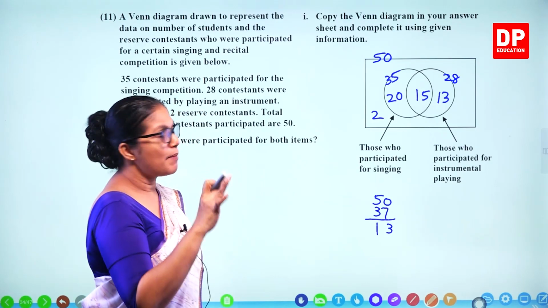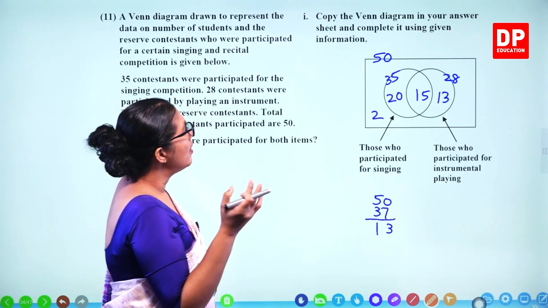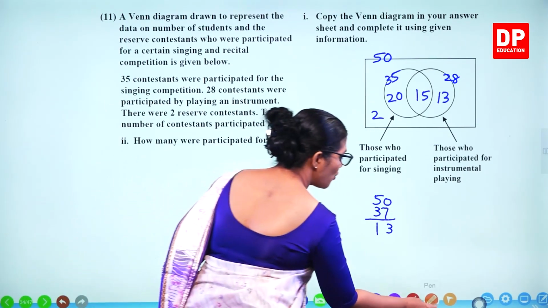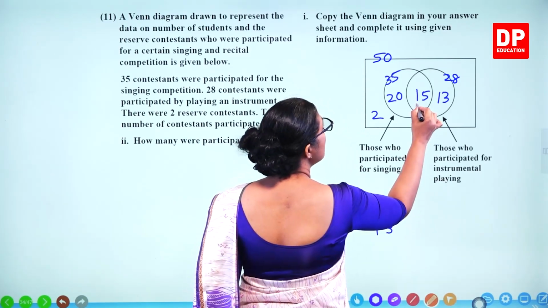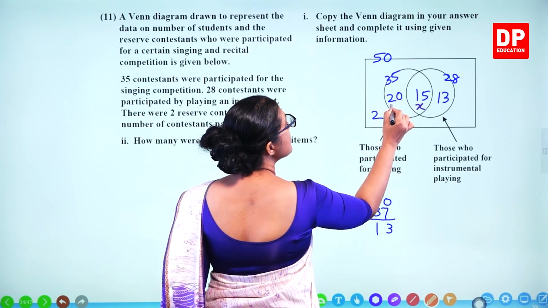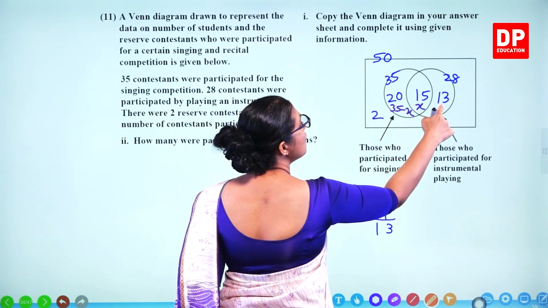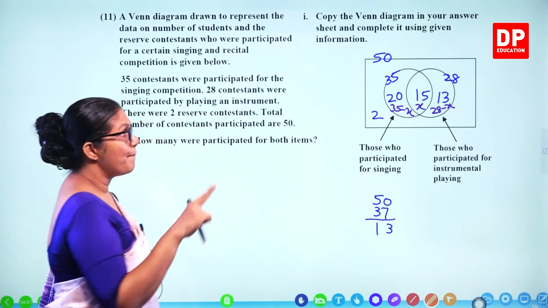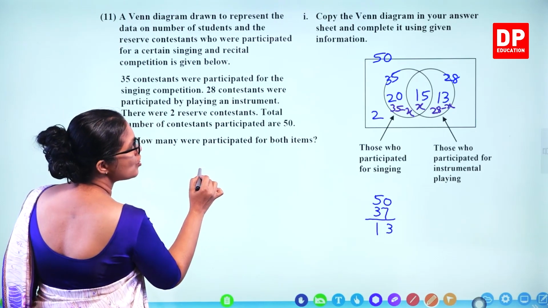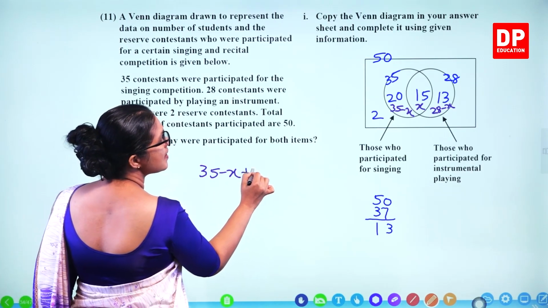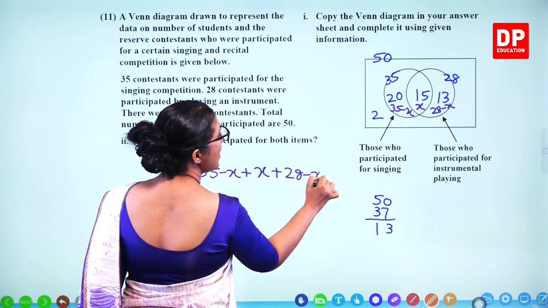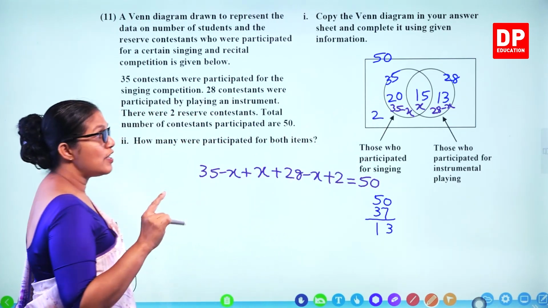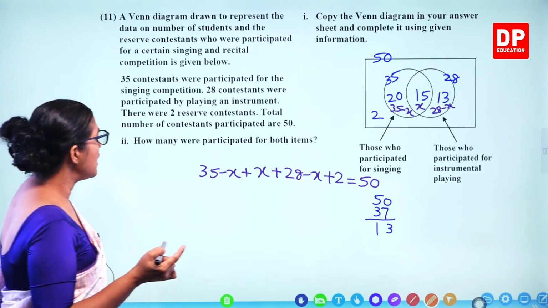So easily you can fill it by closing one circle, or if you can't see that, you can just put X here. If this is X, what is this region? 35 minus X. What is this one? 28 is the full circle, so 28 minus X. Now the sum is 50, so we can construct an equation. 35 minus X plus 28 minus X plus 2 equals 50. All the values of each region you have to add and equate to 50.